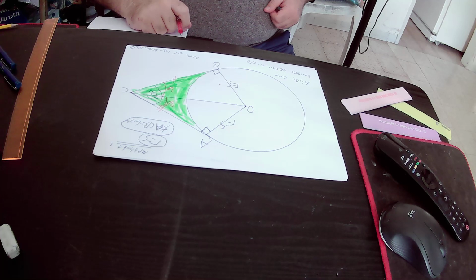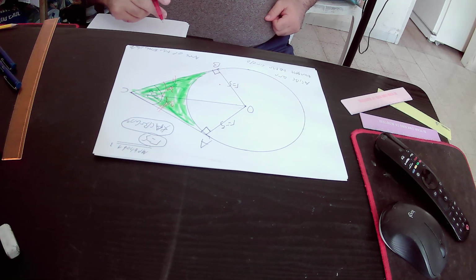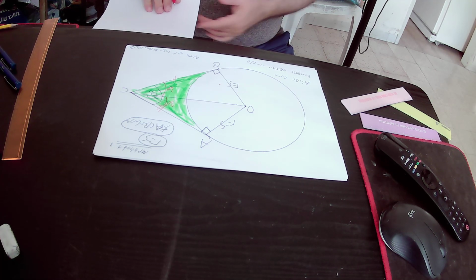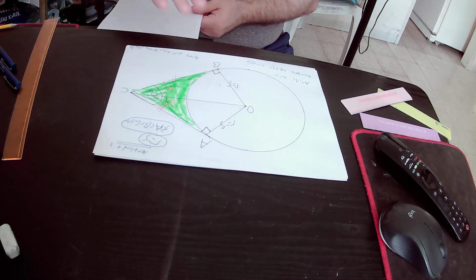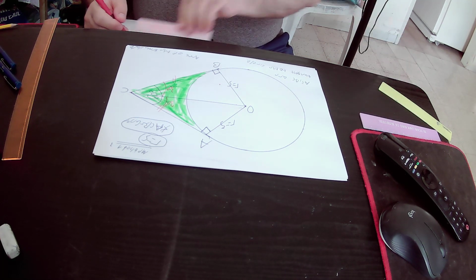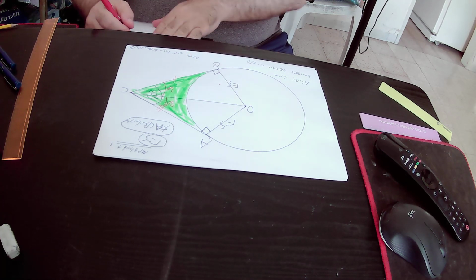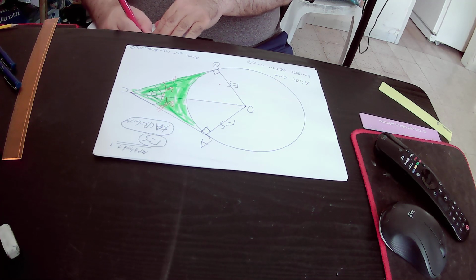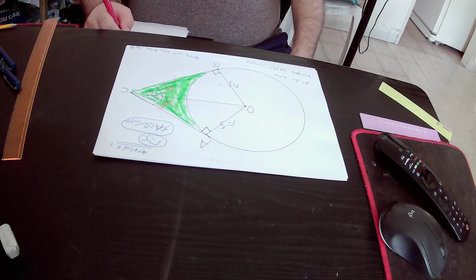So, in the next step we will focus on the right triangle, triangle ACO. So, on the right triangle, triangle ACO, this triangle, we know that tangent 30 degrees equals AO over AC.